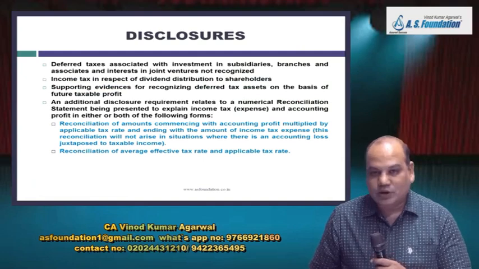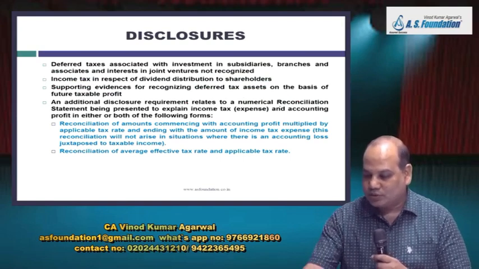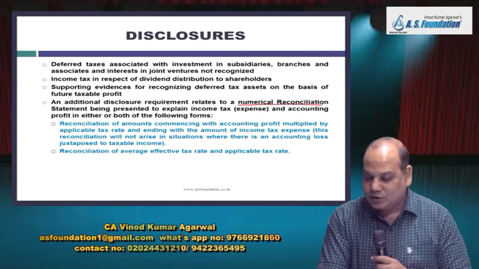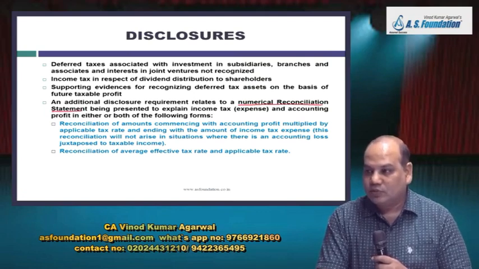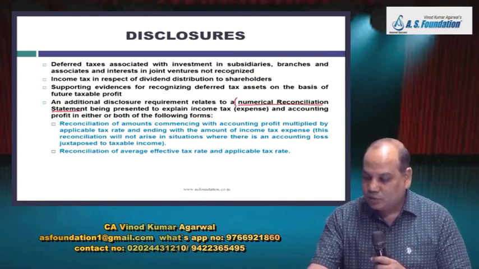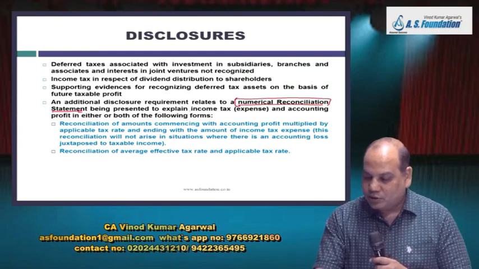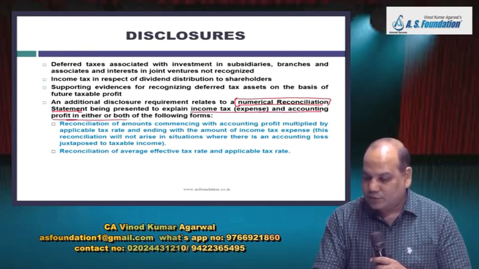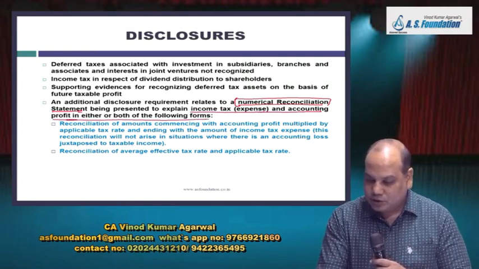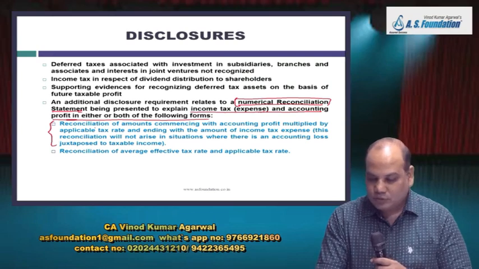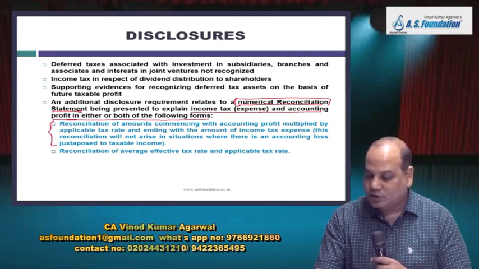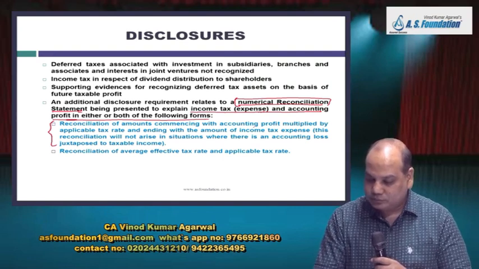An additional disclosure requirement relates to numerical disclosure, a numerical reconciliation statement. So this standard wants one more thing. You have to give a numerical reconciliation statement to explain the relationship between income tax expense and accounting profit in either of the following forms. Reconciliation can be of the amount, that is, reconciliation of amount commencing with accounting profit.